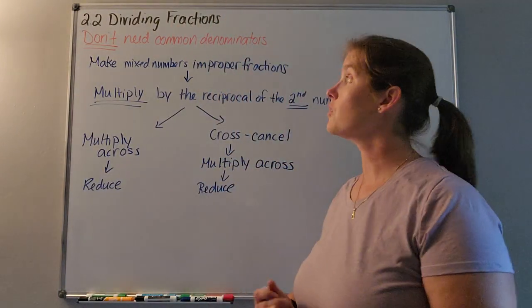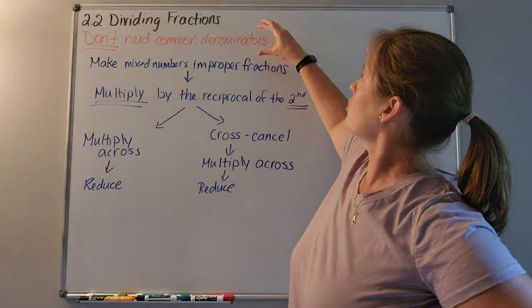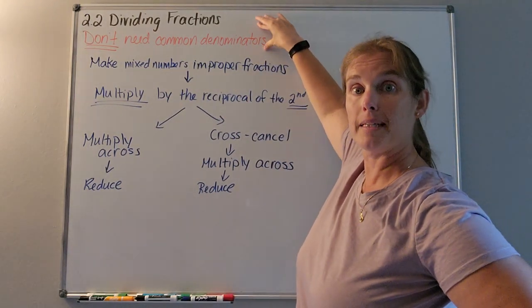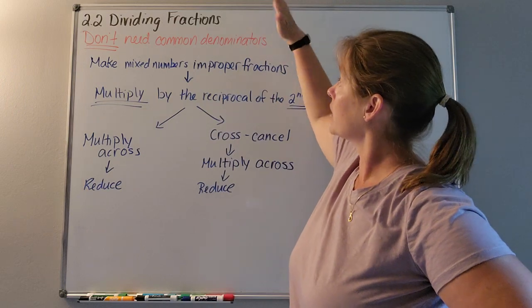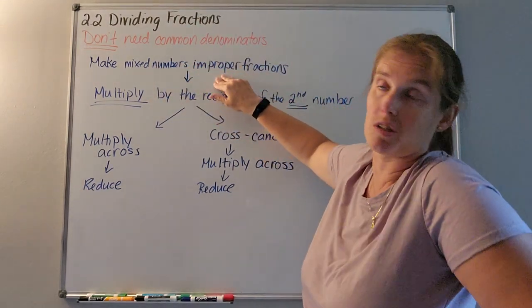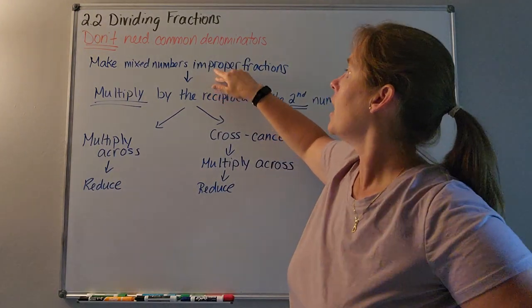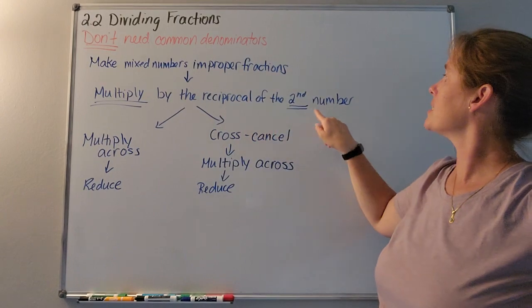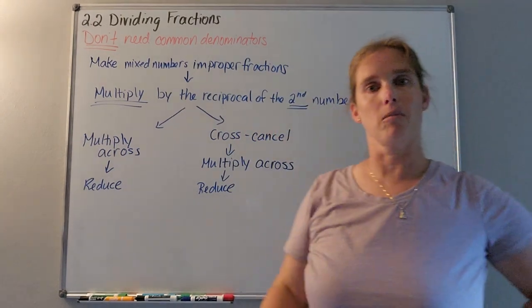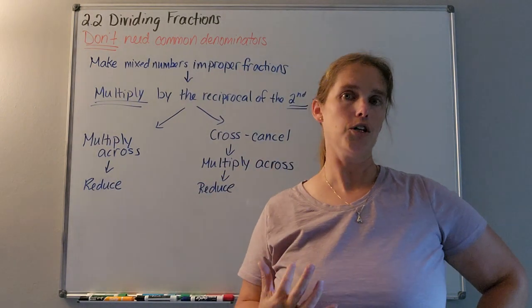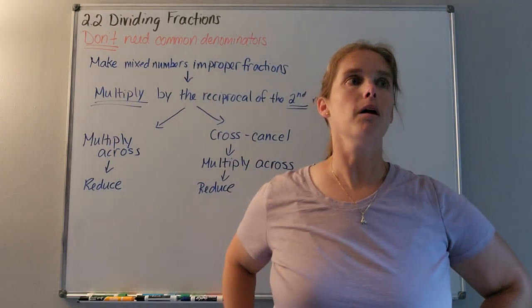Okay, so now in order to do the actual division, a couple things we need to keep in mind. One, once again, we don't need common denominators. We're going to take our mixed numbers and make them improper fractions if we have any. Otherwise, we just start the division process. Here's our new step. We multiply by the reciprocal of the second number. So we keep the first number, we change our division to multiplication, and then we multiply by the reciprocal of that second number.